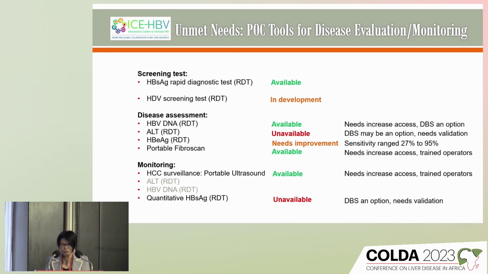What about for monitoring of treatment and also for disease complications? We have portable ultrasound for HCC surveillance, but again, it's not available across all the resource-limited regions, and it requires trained operators. And besides ALT and HBV DNA, as mentioned before, we do need to have quantitative surface antigens. Currently, it is unavailable as a rapid diagnostic test. Dried blood spot is an option, but needs validation.